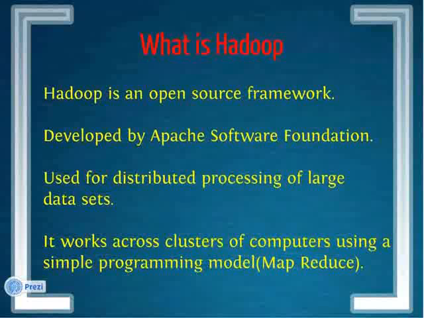The next we have is, it works across clusters of computers. A cluster of computers means a set of multiple machines which are connected to each other through some network. Because your master machine has to communicate with the slave machines. It will be distributing the task among the slave machines, so it has to communicate with the slaves. So Hadoop is a set of multiple computers, multiple machines, and using a simple programming model, MapReduce.